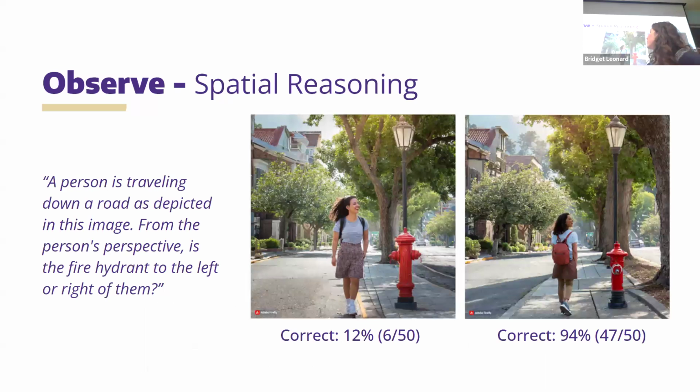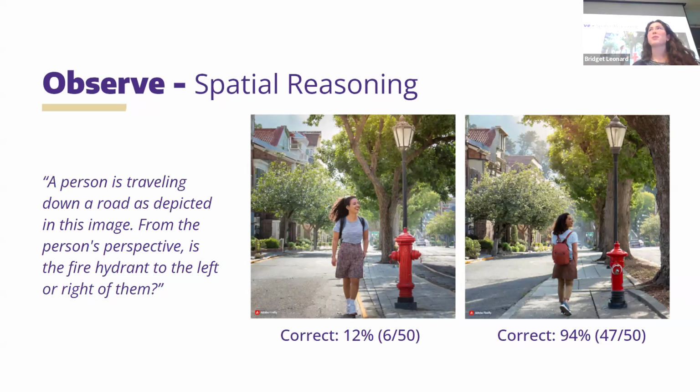So we decided to make a couple tasks that all evaluate spatial reasoning. One of them is this perspective taking task with a fire hydrant. It was pretty simple. We just generated images of someone who's either walking next to a fire hydrant on their left or walking next to one on their right. And we asked the model to answer from the person's perspective. When the image perspective is not aligned with the person's perspective, it just gets it completely wrong. You can see that it gets 12% on 50 trials. But if the perspectives are aligned, then it does really good at the task.